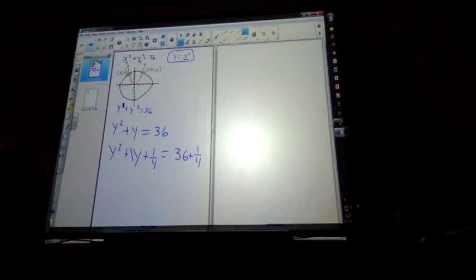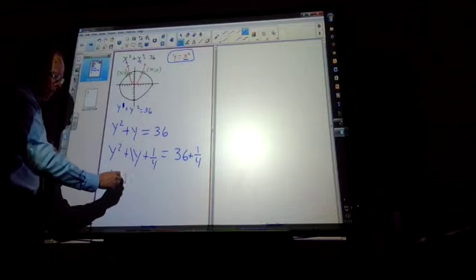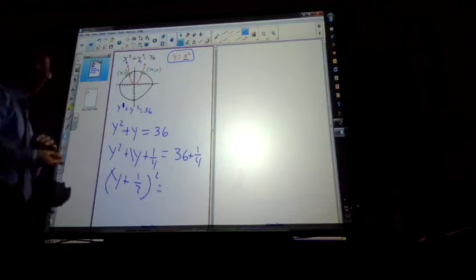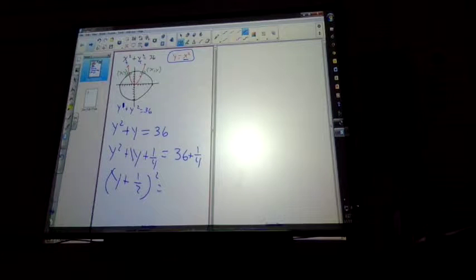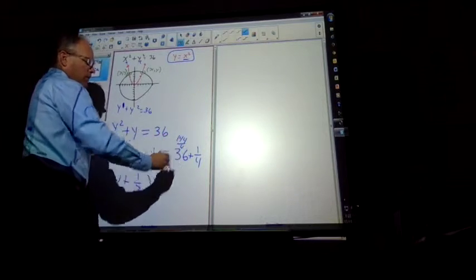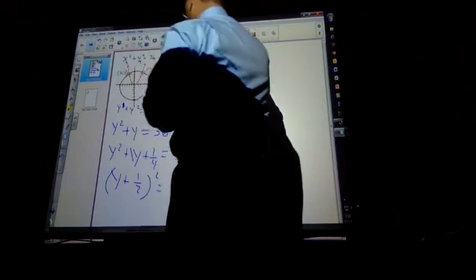All right. So that means that this is going to be y plus half, quantity squared, is equal to 36 over 4, or 36 plus 1/4, which I could convert to 144 over 4. So that becomes 145 over 4.